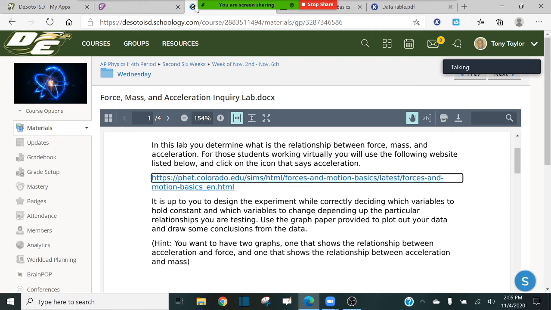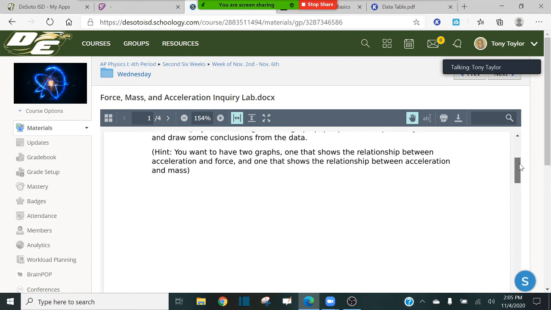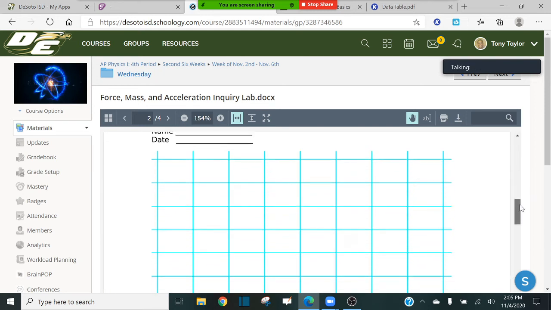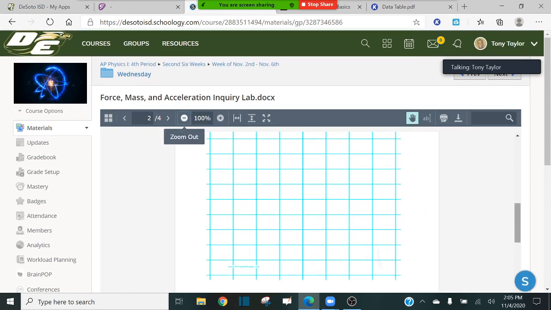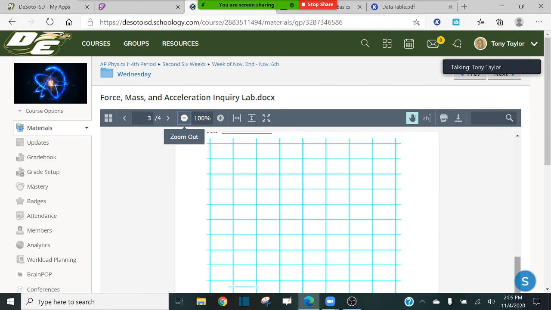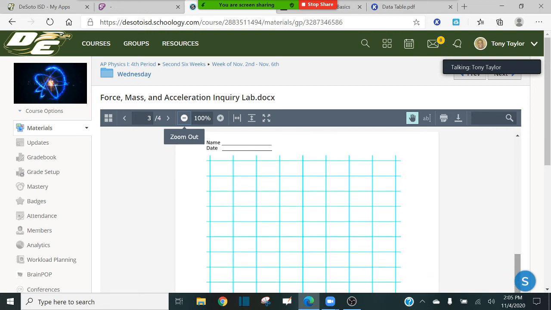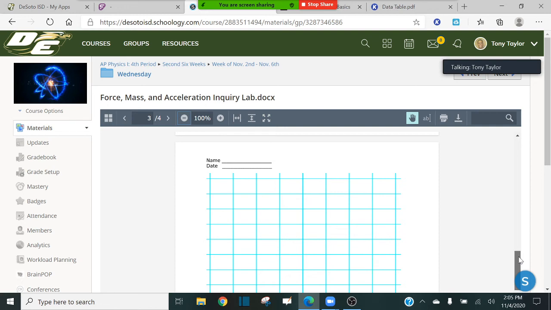So guys, let me go back to this. Once you collect your data, and again, you want at least 5 data points, 5 or more, just so you can see the trend. It's up to you to use the graph paper provided. I gave you 2 graph papers here, in case you want to print that out and use my graph paper, or you can create your own graph paper. It's totally up to you.